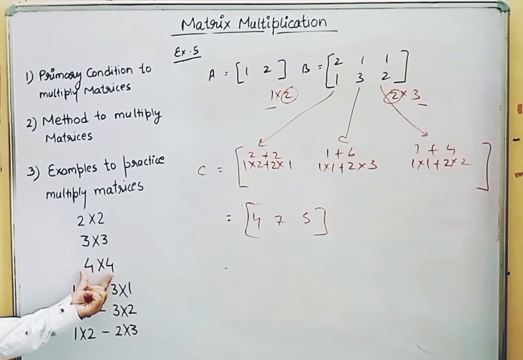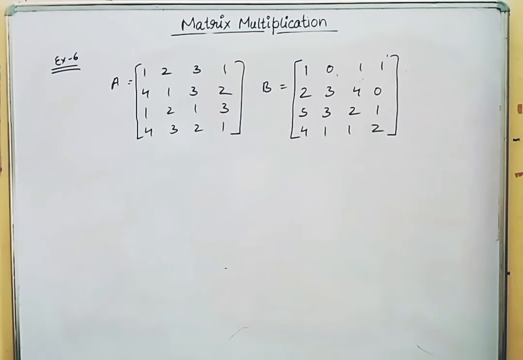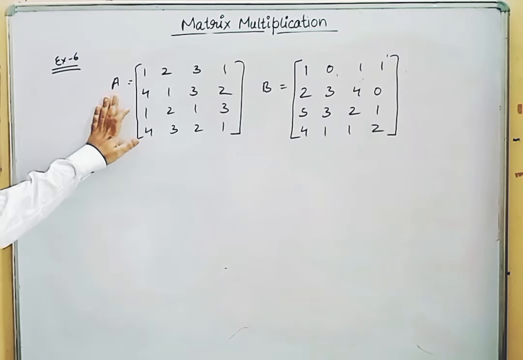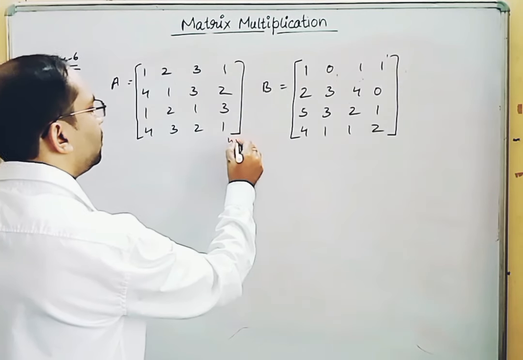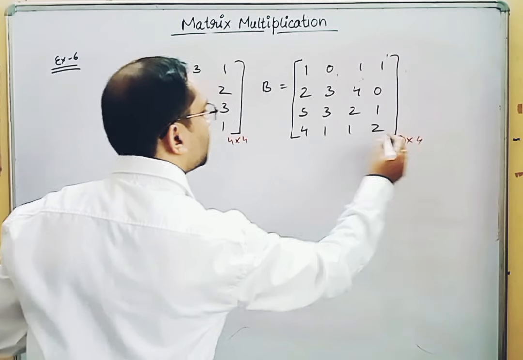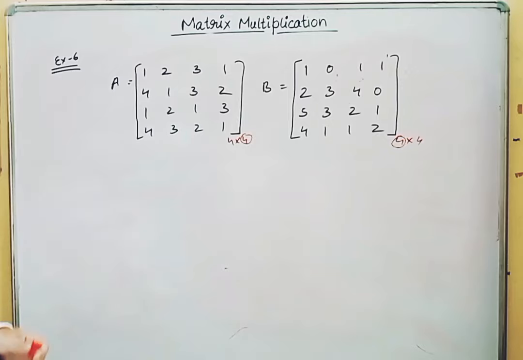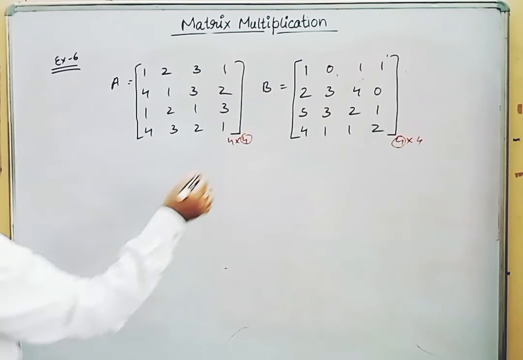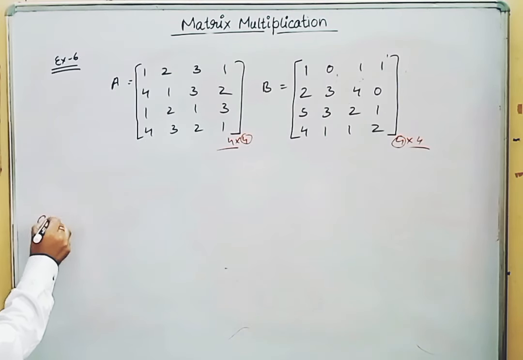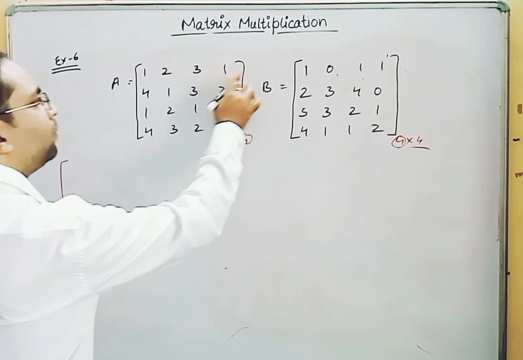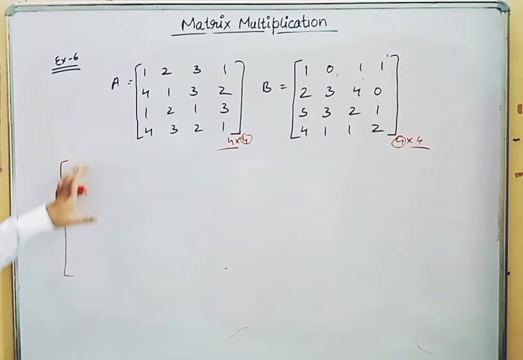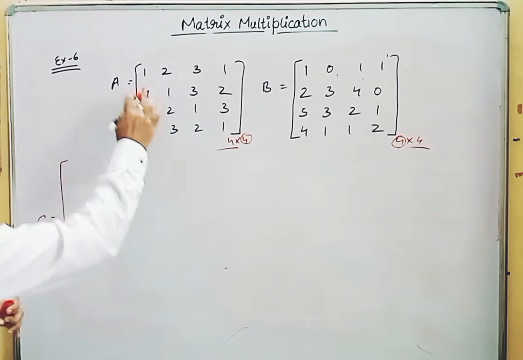We will multiply the 4 by 4 matrix. So here is the example number 6, that is we are having 4 cross 4 two matrices. So this is 4 cross 4 and this is also 4 cross 4. So this is 4 and this is 4. We will be able to multiply this. This is the primary condition. The resultant will be 4 cross 4. So C will be equal to, I'll write every row 4 times because this is a 4 cross 4. So we have 4 rows and we have 4 columns. So I'll repeat every row 4 times here.